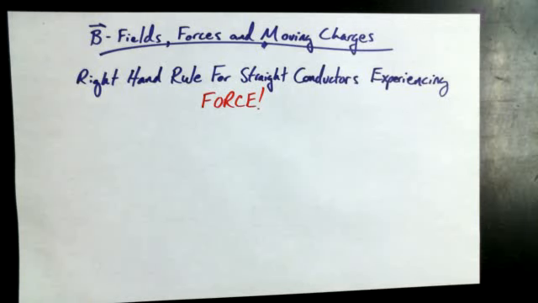So we're talking about magnetic fields, that is the B fields, and we're talking about the forces that get produced when you have a moving charge in a magnetic field. So we're going to talk first of all about a right-hand rule that connects the idea of magnetic fields and the motion of electric charges within those magnetic fields. We'll call it an external field for a moving current.